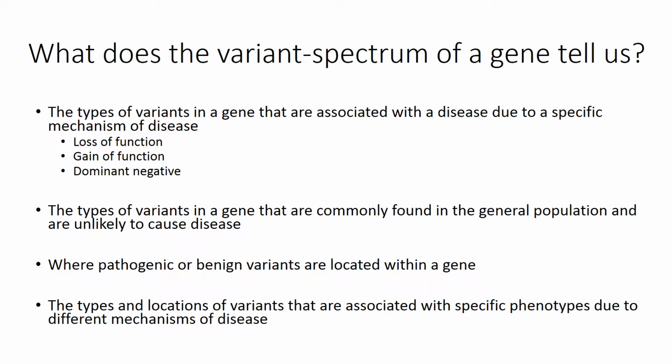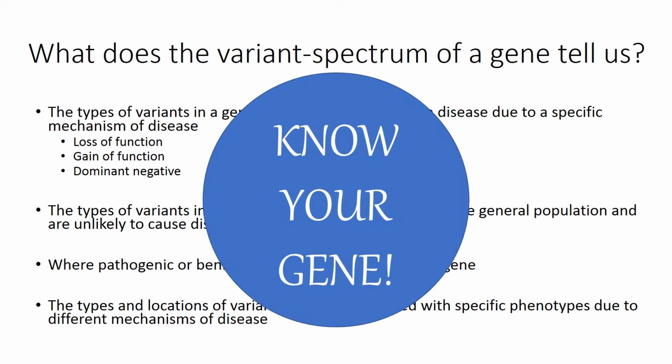The location of a variant within a gene can be important to consider. And finally, the types and locations of variants in a gene can be associated with different phenotypes or even distinct disorders due to different mechanisms of disease. So thinking about variant spectrum is about knowing your gene.